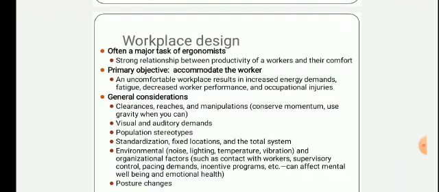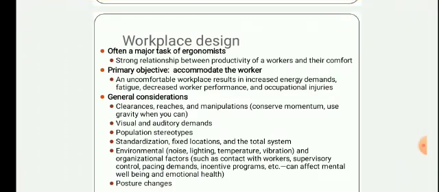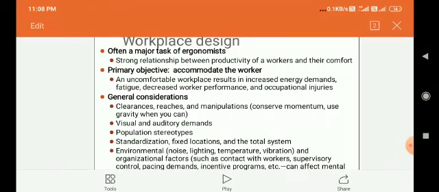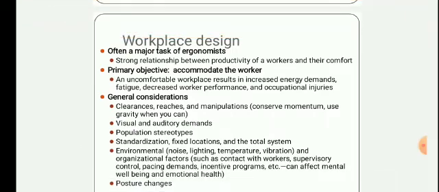It may result in increased energy demands because he or she may be working during summer season. So the climate, the atmosphere may be very hot, so he or she may demand more energy. The fan may be working more time, the air conditioner may be working more time. So there should be an office with proper airflow. Otherwise it may decrease worker performance and also cause occupational injuries. This should be avoided. The primary objective of workplace design is to accommodate the worker.